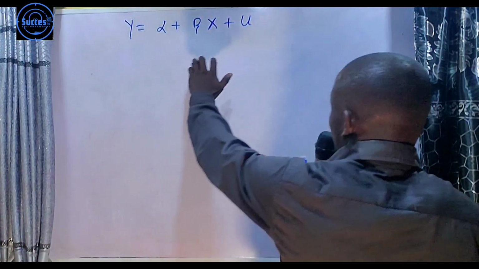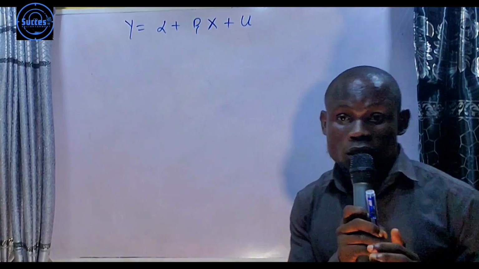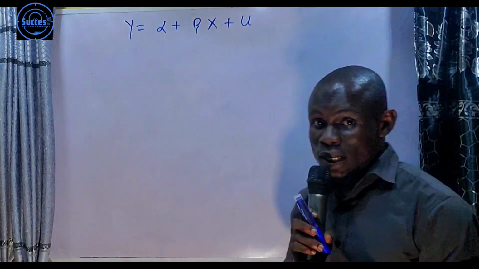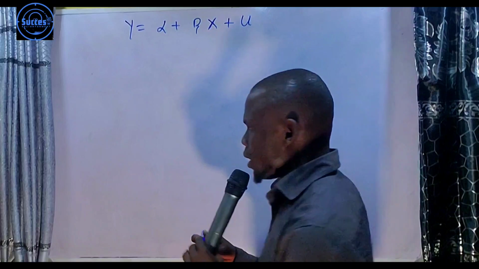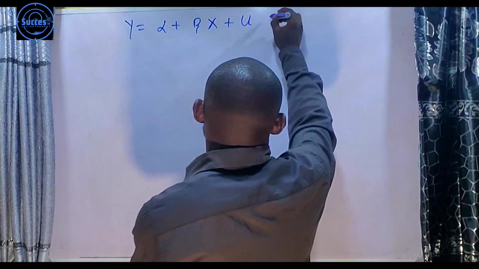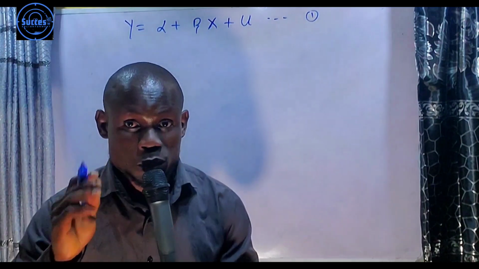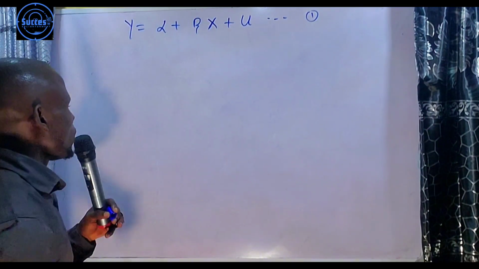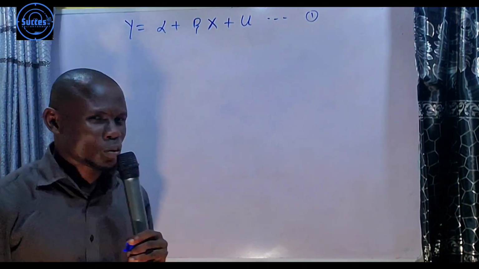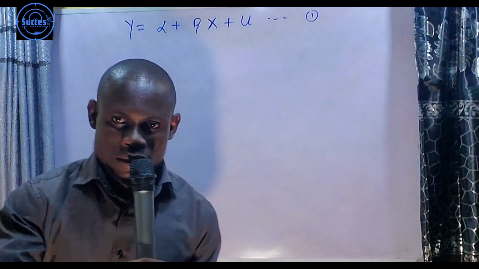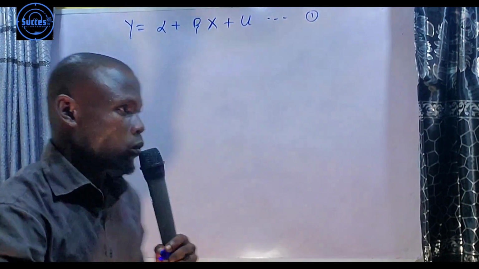Now we have our basic econometrics model here: Y equals alpha plus beta X plus u. Alright, let's call this equation 1. Don't forget we're dealing with the absolute approach here. Now we want to find our Y estimate, that is, the estimate of this model.